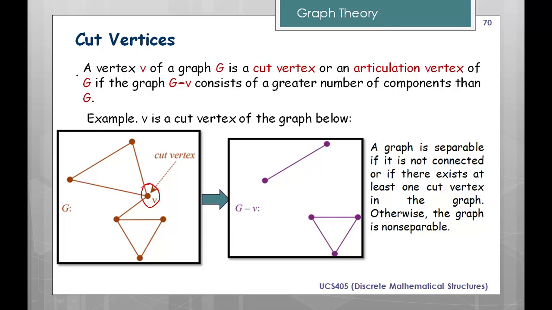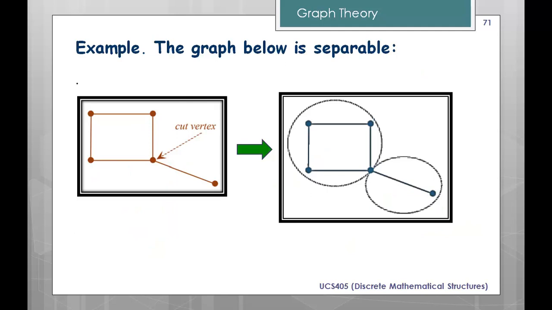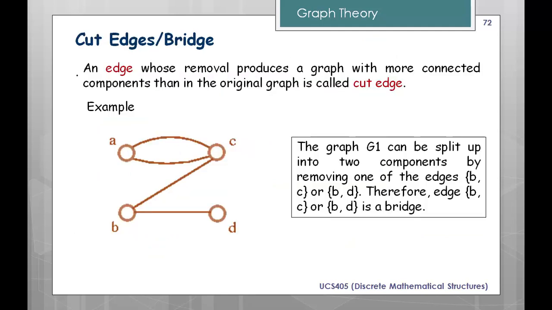When we cut vertex V, the edges which are incident to this vertex also get deleted. So we are left with this edge and this one. If the graph is not connected, or if there exists at least one cut vertex in the graph, then this graph is separable. Otherwise the graph is non-separable. So in this case, what is the cut vertex here? V. So again, this graph is separable.